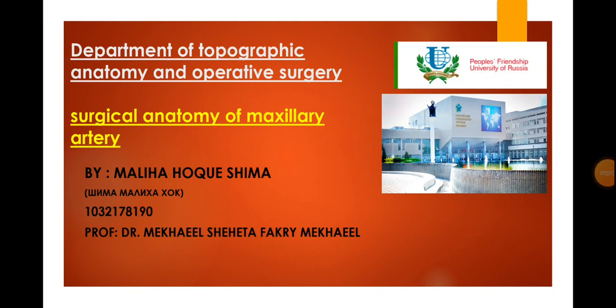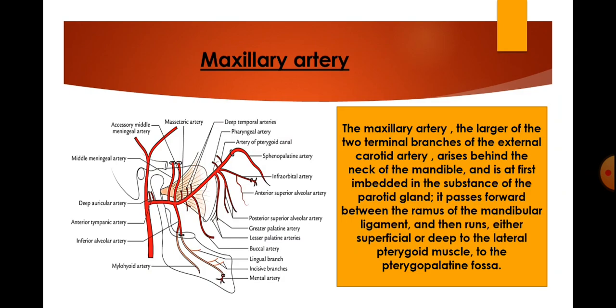Today I am going to talk about the surgical anatomy of the maxillary artery. The maxillary artery, the larger of the two terminal branches of the external carotid artery, arises behind the neck of the mandible and is at first embedded in the substance of the parotid gland. It passes forward between the ramus of the mandible and the sphenomandibular ligament and then runs either superficial or deep to the lateral pterygoid muscle, to the pterygopalatine fossa.